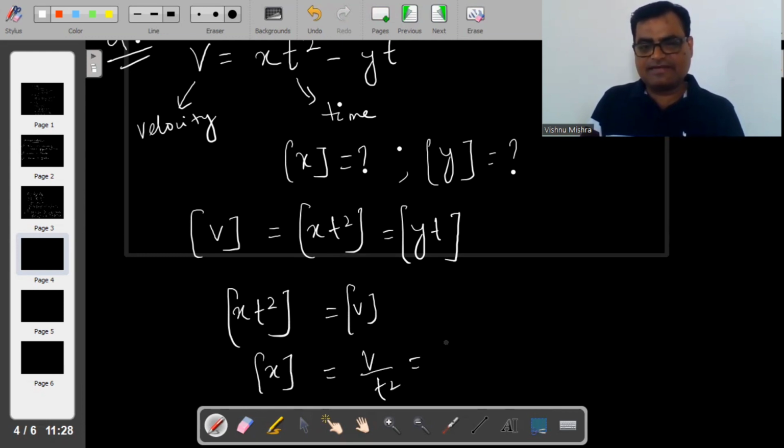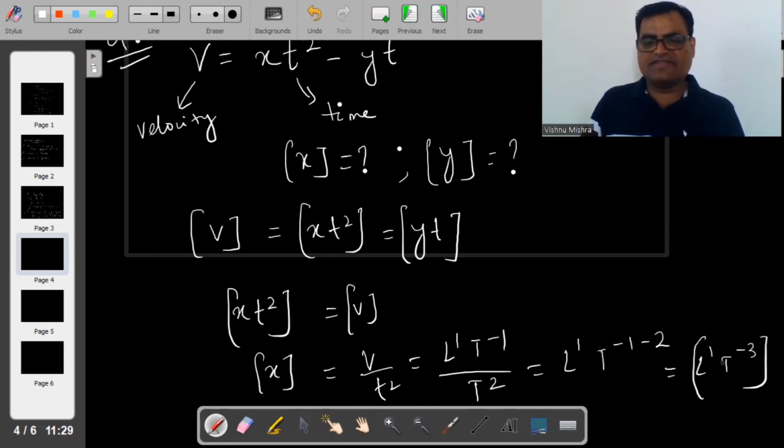V is the velocity, na? So L1 t minus 1, velocity is meter per second. So this is divided by t square. So collect the power of t: minus 1, minus 2. So this is L1 t minus 3. This is the dimension of x.